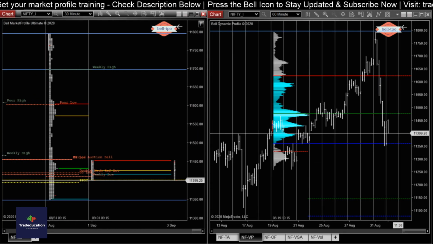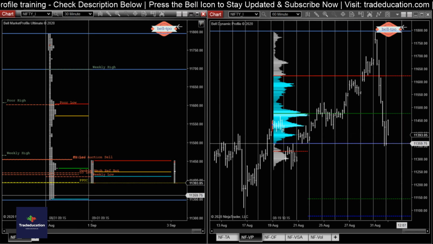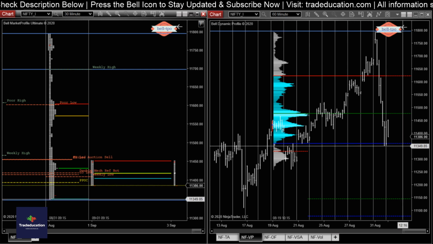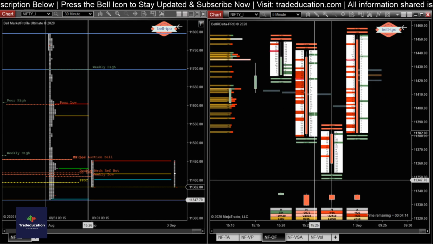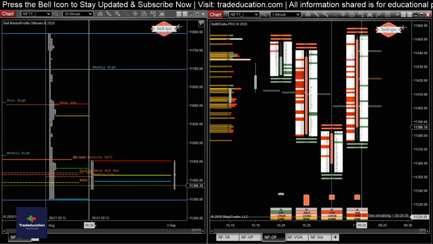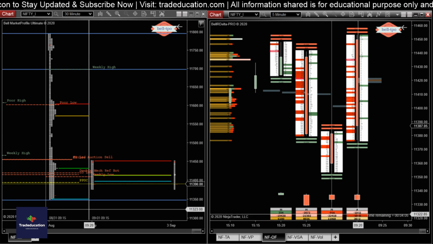So yeah, we can take a short trade targeting the value area lows. These are the value area lows, and the lows are exactly the same. So you can take a short position for the moment. Okay, the delta is turning negative. 2,900 contracts, 3,000 contracts traded.